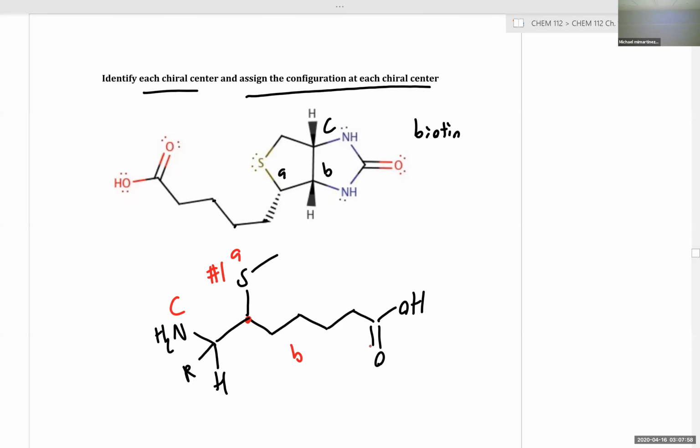Which group gets priority number 2? Our amine or our carboxylic acid chain? Which group gets priority 2? C or B?